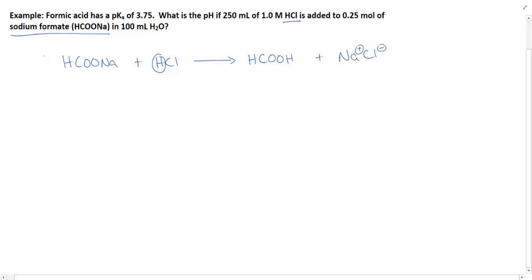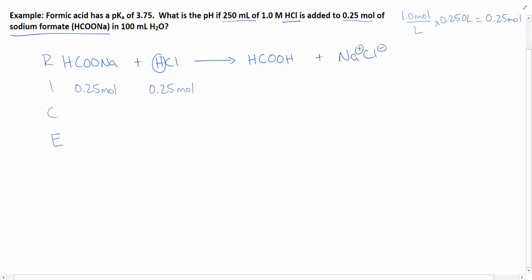Now, if I write out my RICE table, so reaction, initial, change, equilibrium, I'm going to use moles in my ICE table. So we know our initial moles of our weak base is 0.25, which is given in the question. We need to calculate the initial moles of HCl. We have 1 molar HCl, so 1 mole per liter, and we are adding 250 milliliters of it, which is 0.25 liters, and so that means that we have 0.25 moles of HCl initially that we are adding.